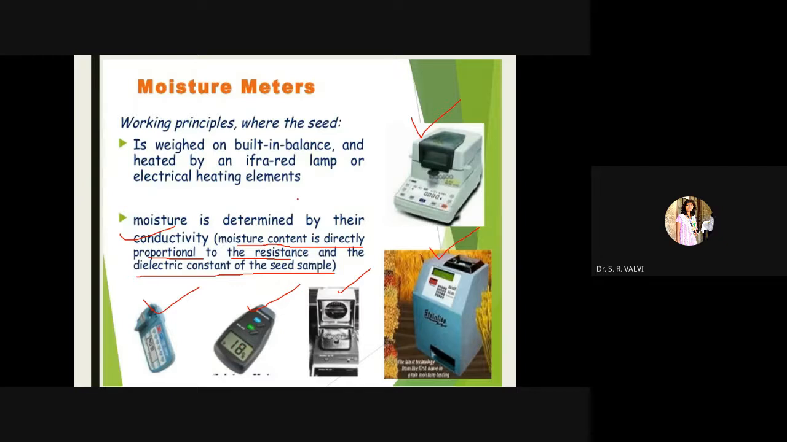Likewise, in this instrument, suppose this is the lid. You have to open the lid and then keep the seeds over the stage which is present over here. So you transfer the seeds by opening this black colored lid, right? Same in the case of this one, where there is a slot from which you pour the seeds from the top. Likewise, these are the different moisture meters which give us accurate moisture content.